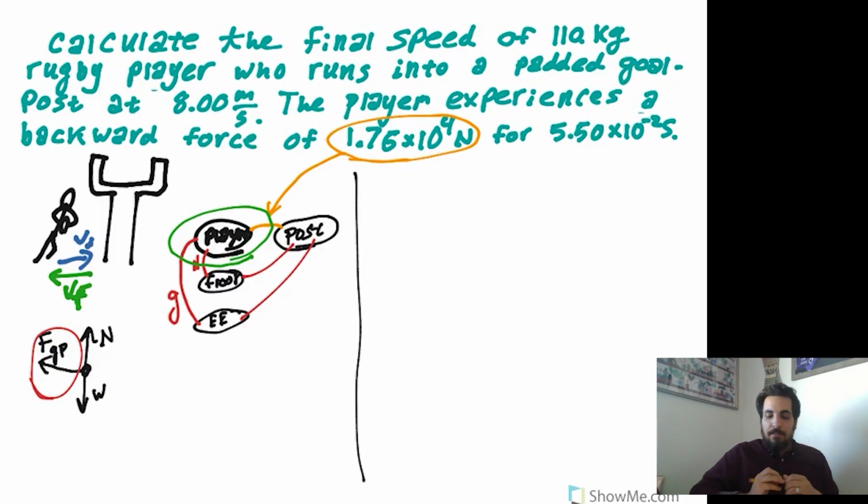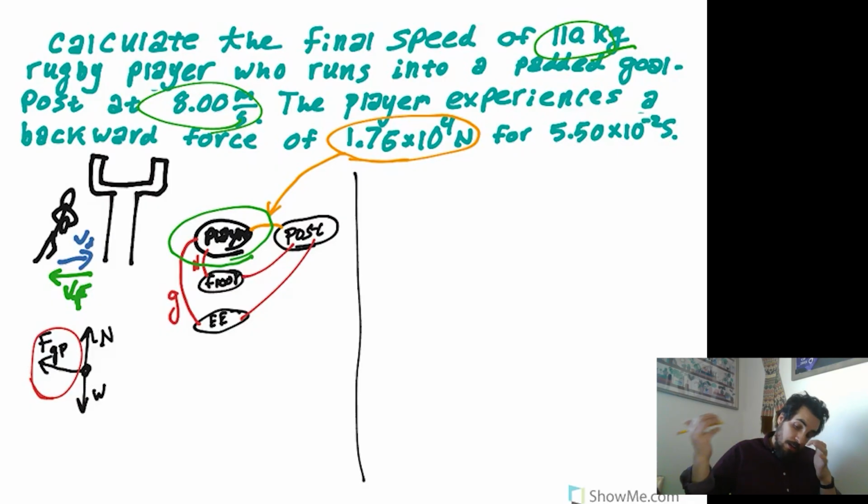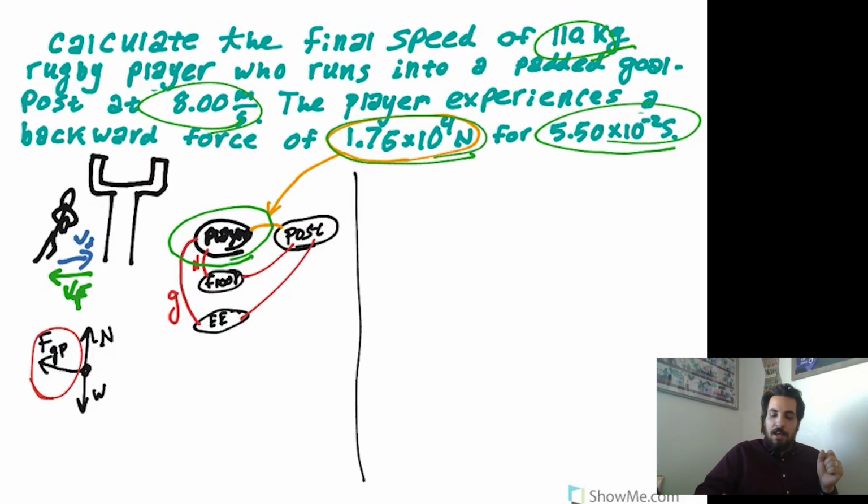We move on to wonder, what are our known values here? Our known values are the mass of the player and the initial velocity, and with those two values I can figure out the initial momentum just like I did in the earlier problems. With the time and the force, I can find the value of impulse, and I know that impulse tells me about changing momentum, so maybe that'll help me.